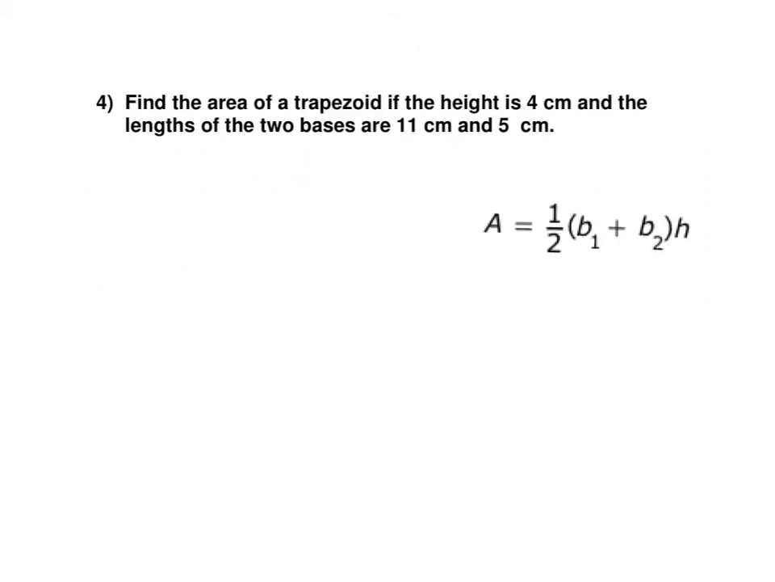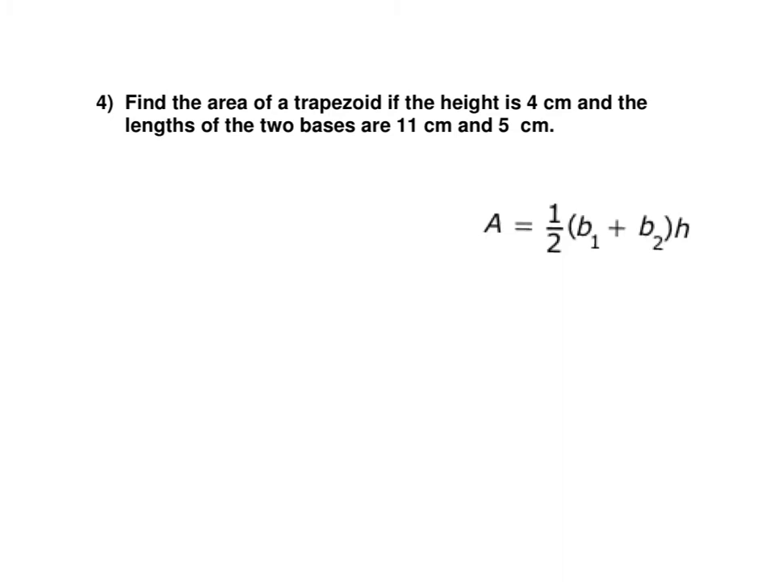All right, number 4, write the problem down. You're looking for the area of a trapezoid, if the height is 4 and the lengths of the two bases are 11 and 5. So here is your trapezoid formula, and all we're going to do is, again, substitute and plug in some numbers.